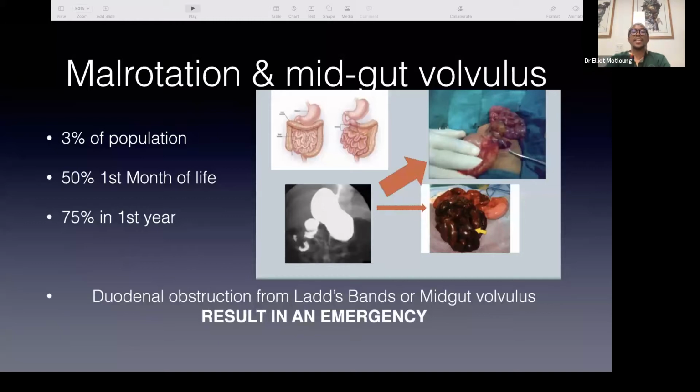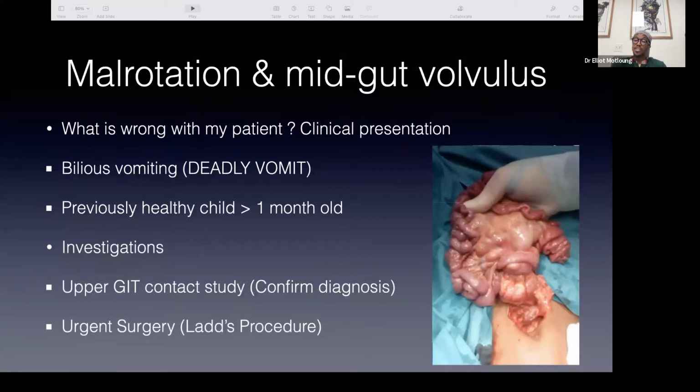And then for the investigation, the abdominal X-ray is not really confirmatory, but you should be able to see distension sometimes of the stomach. That is only in patients that have complete obstruction and no distal gas. But the only way to confirm this is an upper GI contrast study.